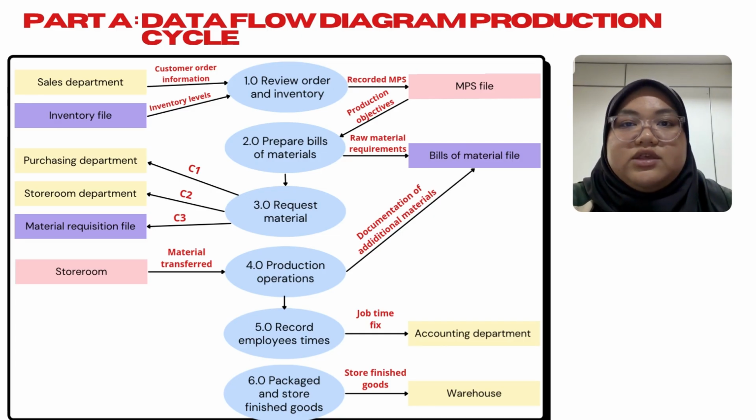Finally, the finished goods are transferred to the warehouse for storage. This ensures that the products are well organized, safely stored, and ready for delivery when customers place their orders. This completes the explanation of processes 5.0 and 6.0 in the production cycle.